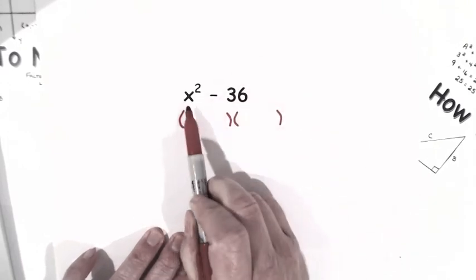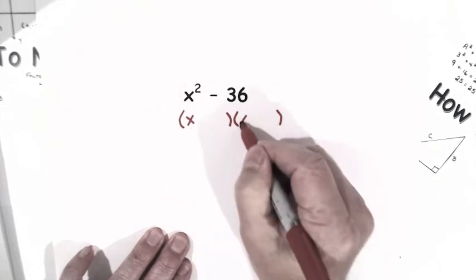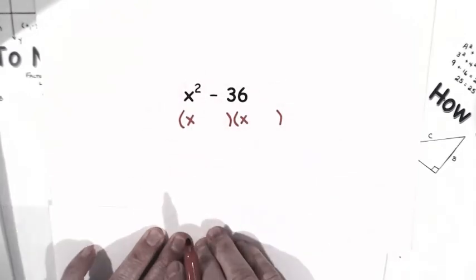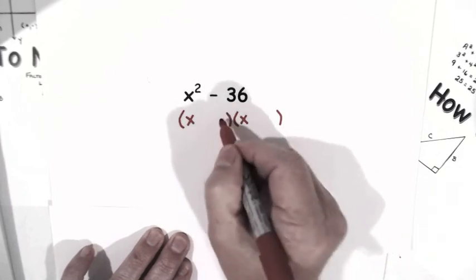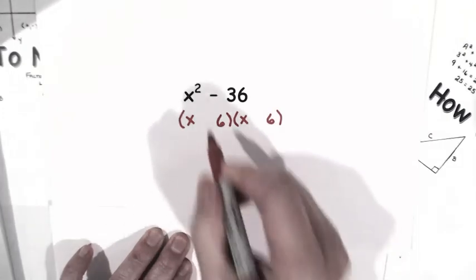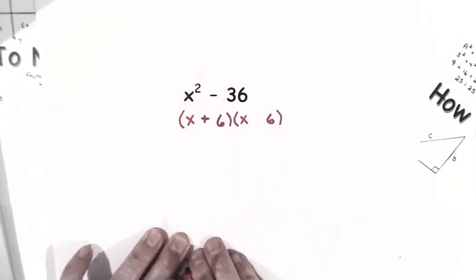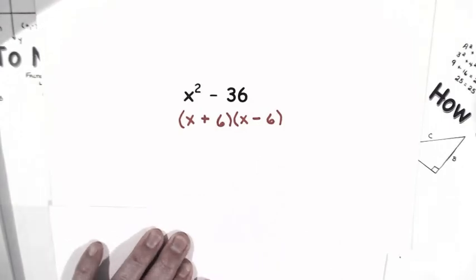Look here in the front. This is x squared. That means I put 1x in the front of each one of those parentheses. I can take the square root of 36. The square root of 36 is 6. That means I'm going to put a 6 in the back. And in one set of parentheses, I put a plus sign. In the other set of parentheses, I put a minus sign. I have just factored that binomial.